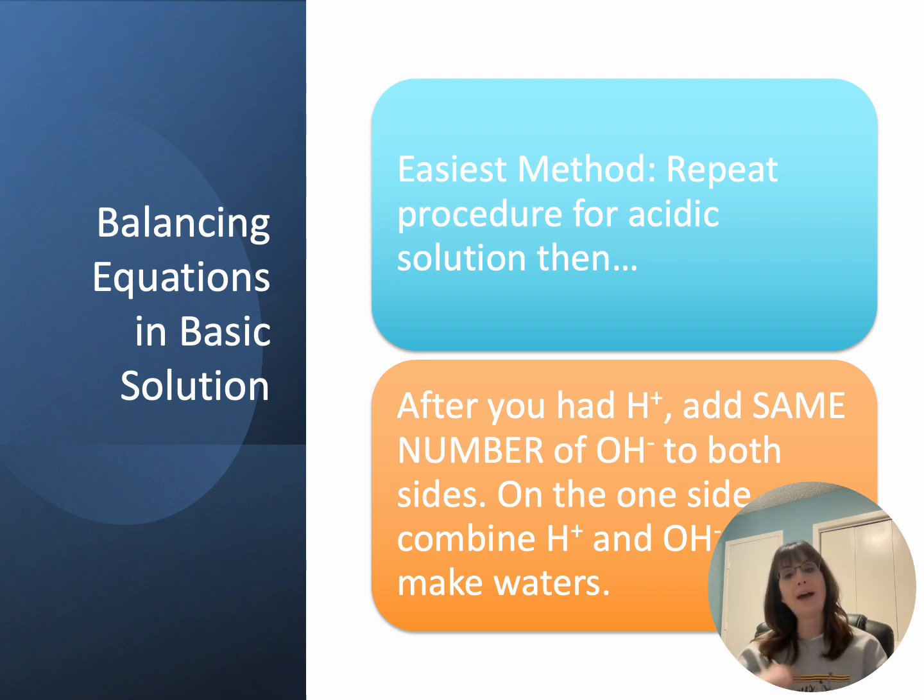So let's say you added 8 hydrogen ions. What do you do? You add that same number of OH ions to both sides. So on the one side where you already have the 8H, when you add the 8OH, you just make water. In fact, combine those together and actually rewrite it as 8H2O. Then on the other side, you have the OHs. See? Basic solution.